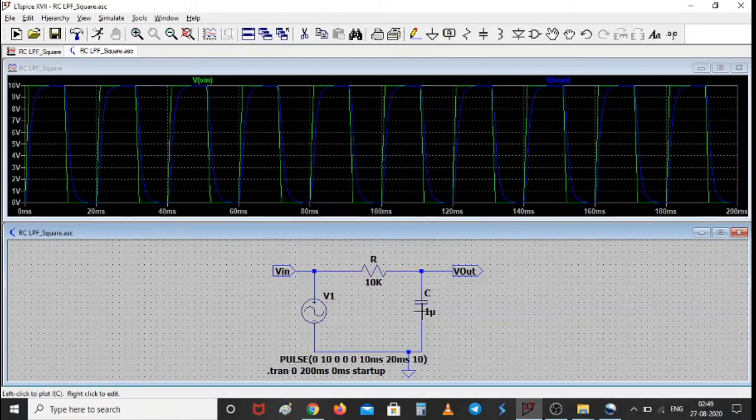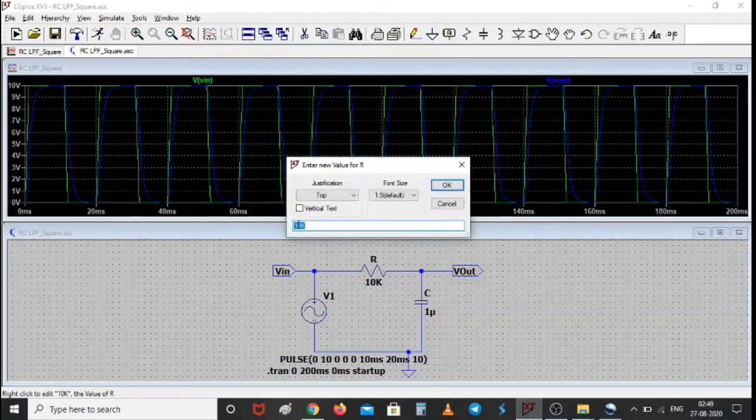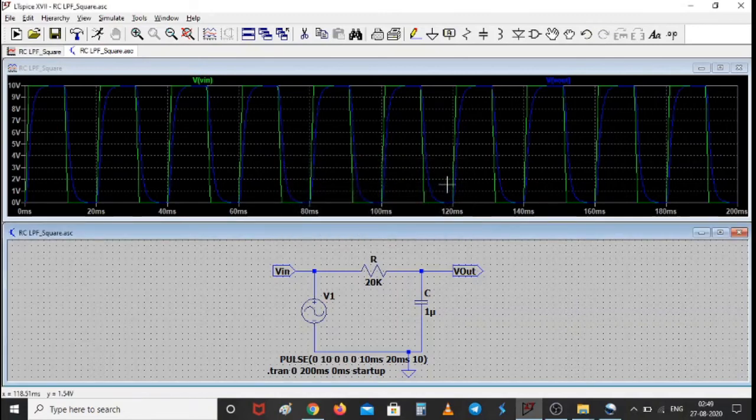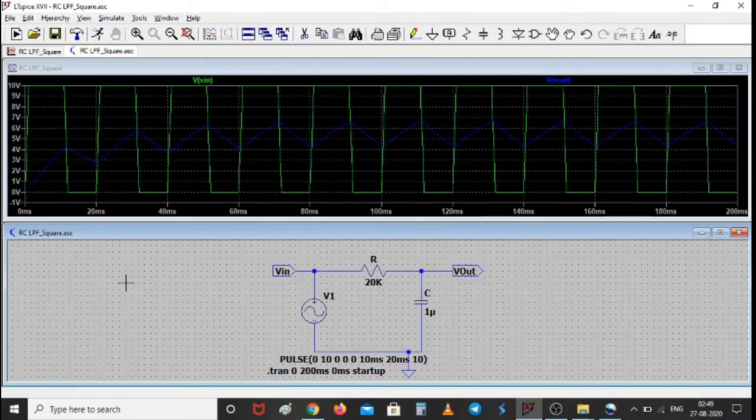So this time it is 10 milliseconds, or I'll say it as 20 milliseconds. When I make it 20 milliseconds, because my time period is also 20 milliseconds, that is the case where RC is equal to capital T. Now let me run one time. Now you can observe that your output is going to reach roughly 63.2%. Initially it is starting with 0.